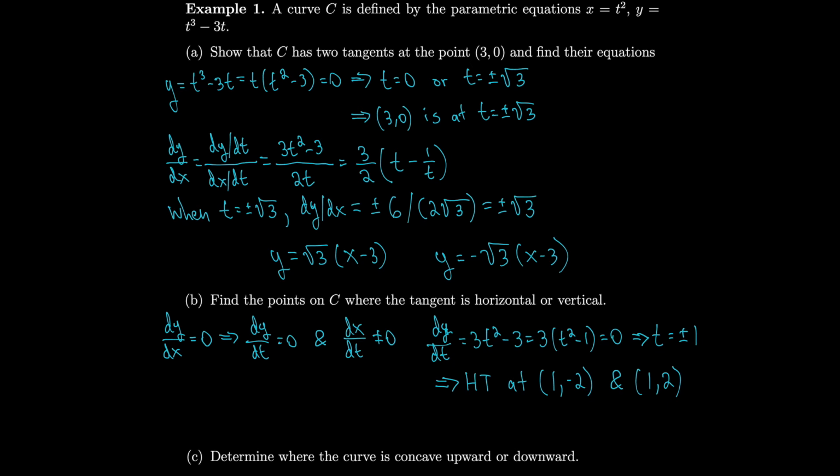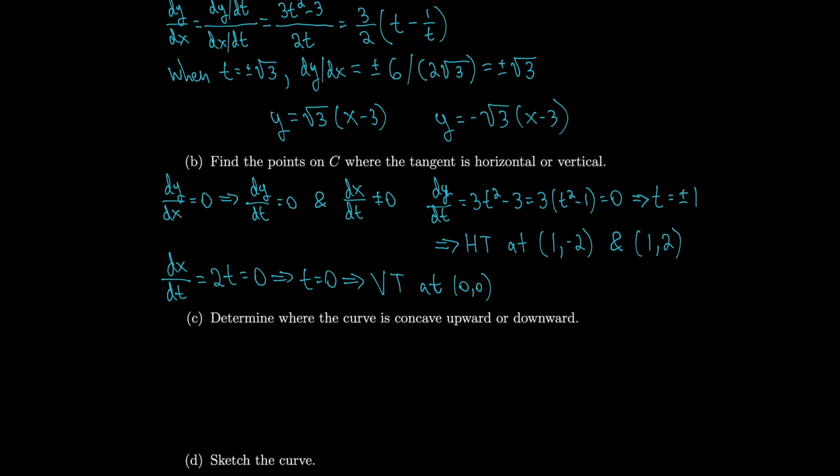To figure out where we have a vertical tangent, let's look at where dx/dt is equal to 0. So where dx/dt is equal to 0 is where dy/dx will be undefined, because dx/dt is in the denominator. So dx/dt is equal to 2t. I'll look where that is equal to 0. So that means that t must be 0. So I have a vertical tangent at (0, 0). Notice that dy/dt is not 0 at 0, only dx/dt is.